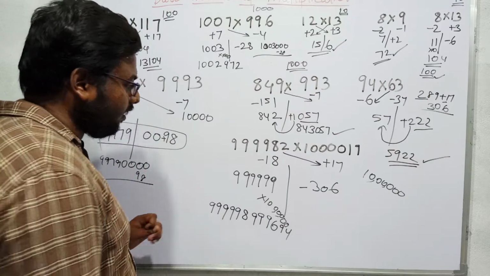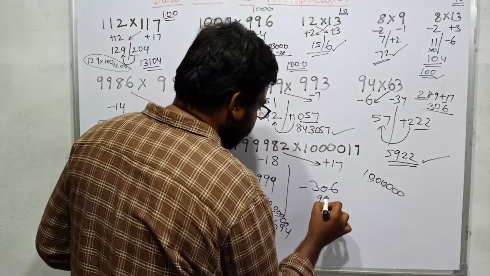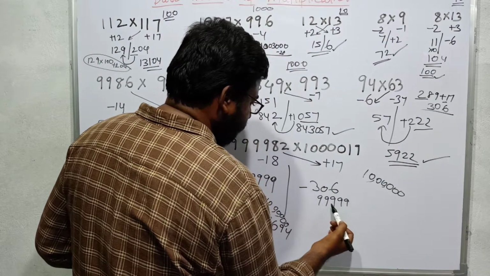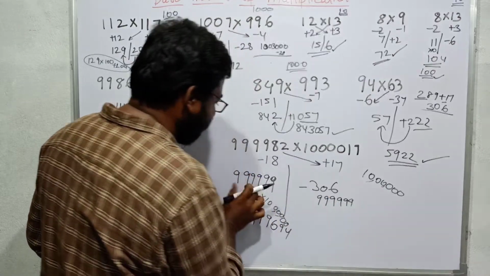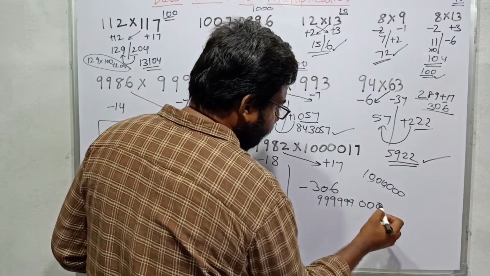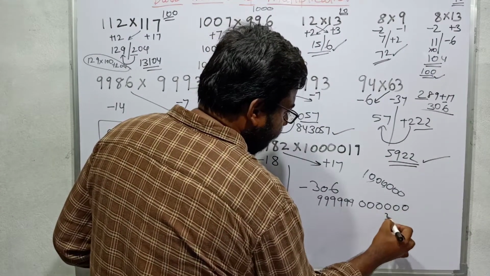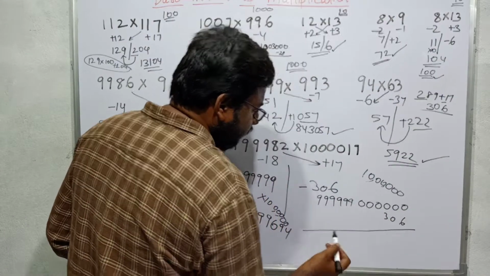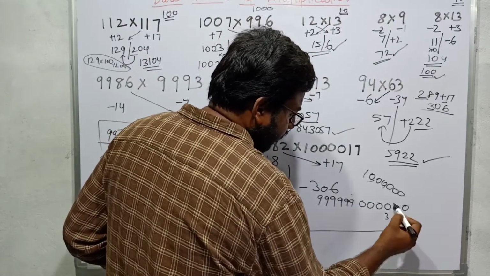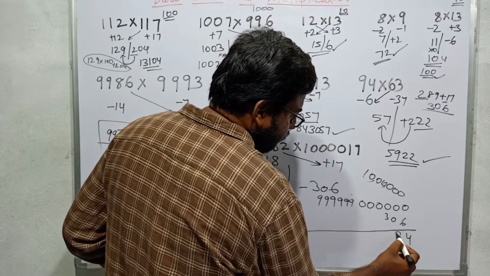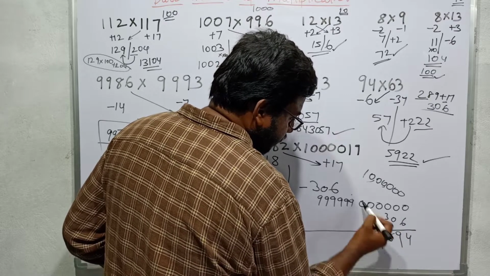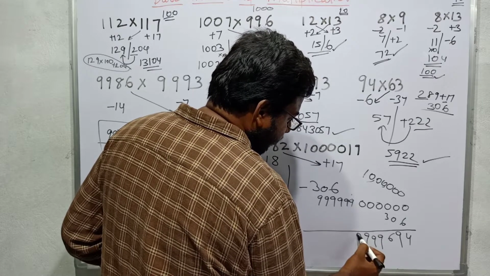If you don't have clarity in this, no problem, you can calculate like this: 5 nines, this is 5 nines, okay, this is 6 nines, because here 6 nines are there, and here how many zeros? 6 zeros. And if I subtract 306, what I will get? Let us see. If I borrow 1 from this, I will get here 4, and this all will be 9. 9 minus 0, 9. 9 minus 3, 6. 9 minus 0, 9. 9 minus 0, 9. 9 minus 0, 9. This will be 8.